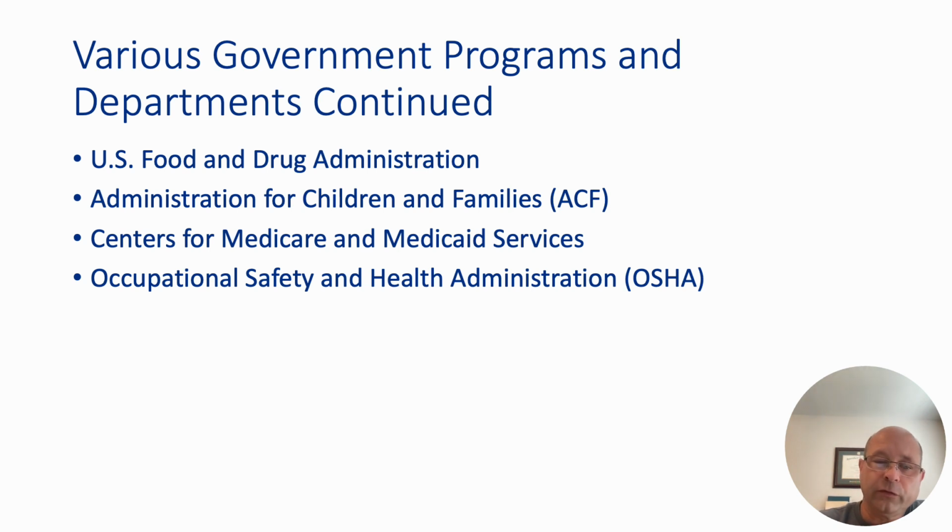Another administration that you'll need to know, Administration for Children and Families. The ACF is responsible for federal programs that promote the economic and social well-being of families, children, individuals, and communities. There are currently 10 regional offices throughout the United States. The biggest one, and we'll cover this again throughout the semester, is the Centers for Medicare and Medicaid Services. The CMS was established when the Medicare and Medicaid programs were signed into law in 1965 by President Lyndon B.